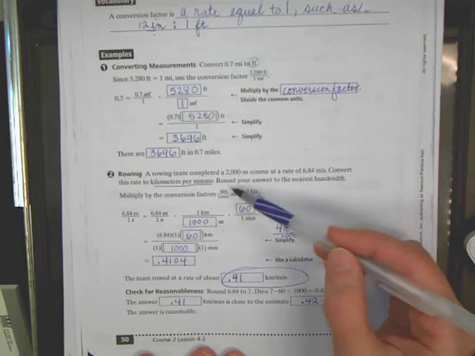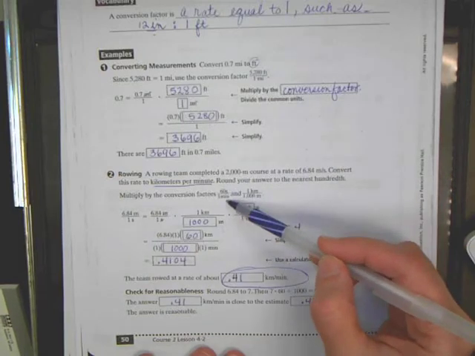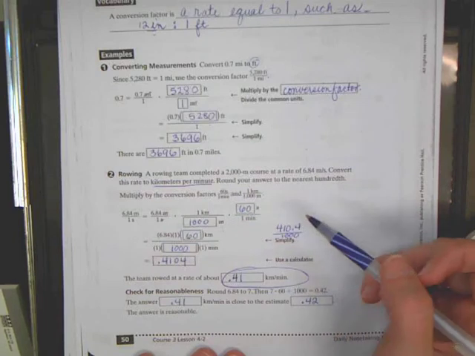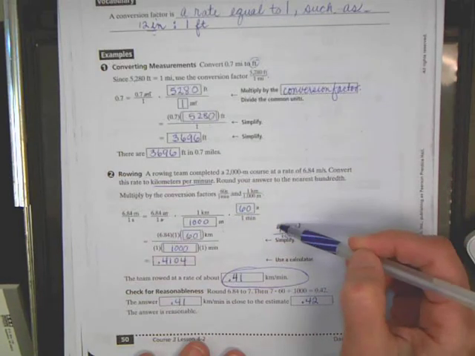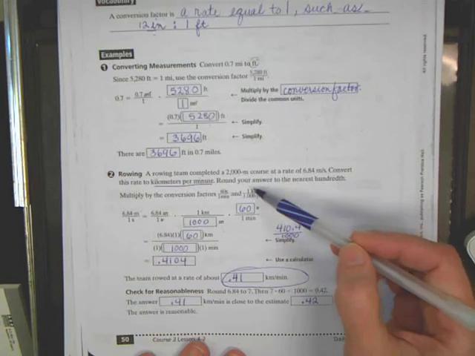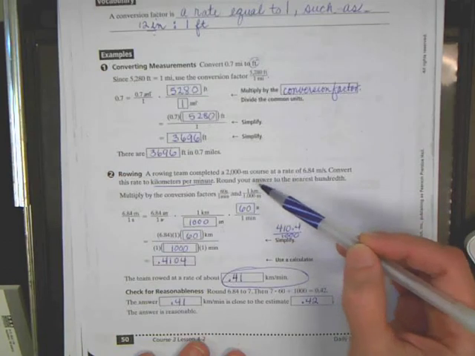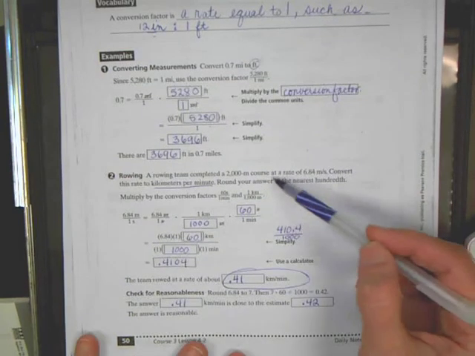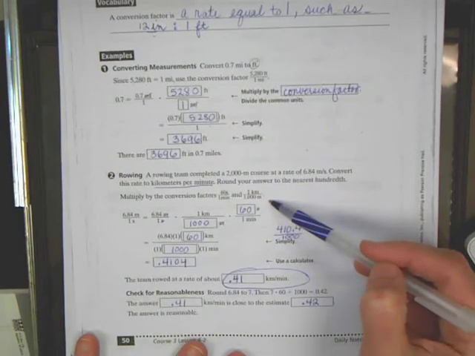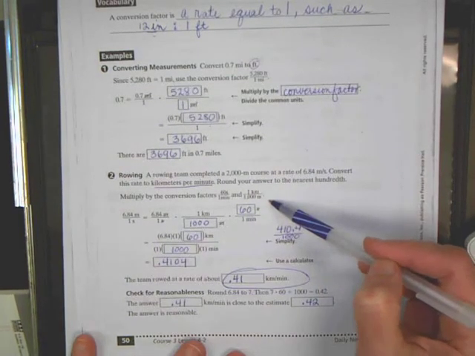So my conversion factors are 60 seconds to 1 minute, because I want to have minutes at the bottom in my answer, and kilometers to meters. Kilometers are on top because that's where I want the kilometers to appear in my answer. Again, we will go over that in more detail and do some more practicing with that in class as well.